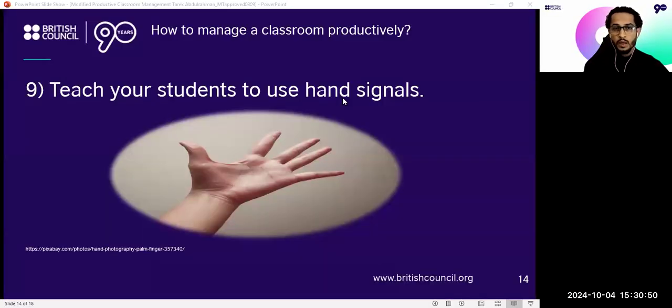So tell me guys in the chat box, do you follow this rule or this technique in your classroom, which is teaching hand signals or body language? Yes, as somebody said in the chat box. Yes, yes, lovely.